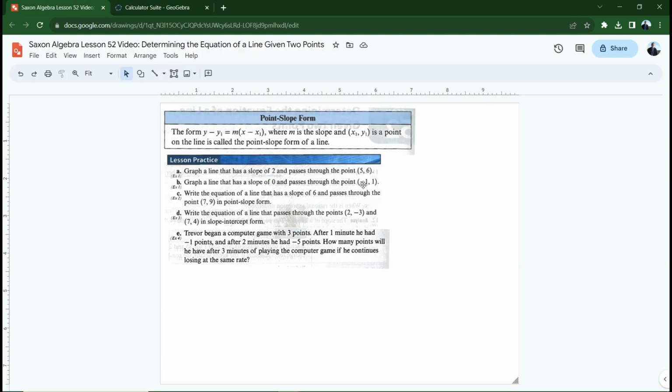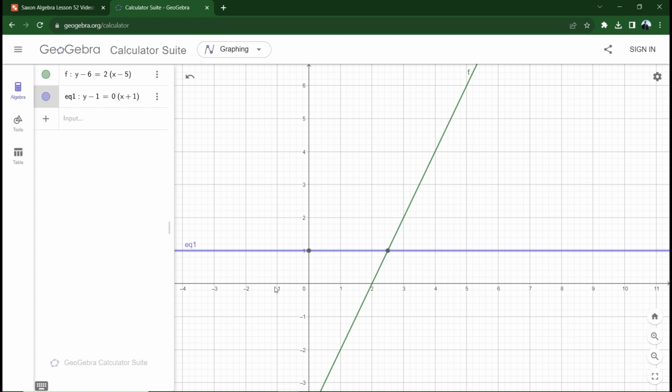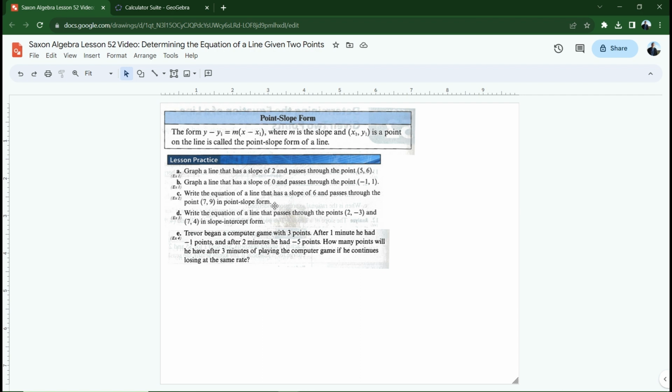Does this pass through the point -1, 1? Let's see. -1, 1. Yes, that's this point right here. And it's just a horizontal line that passes through that point. So for this one, I did graph it using point slope form, but I didn't have to. I could have just said it was the line y equals 1.